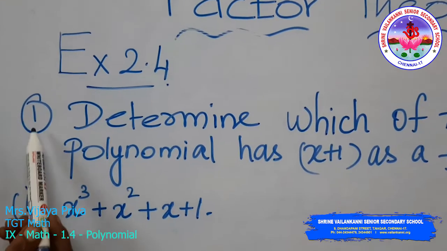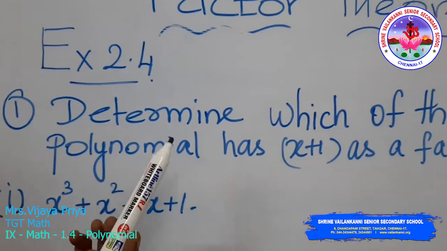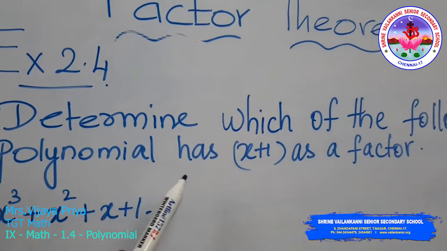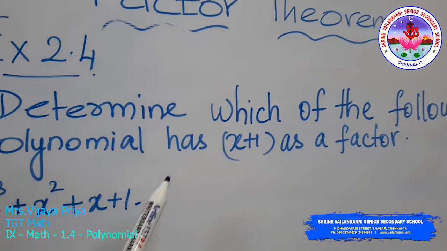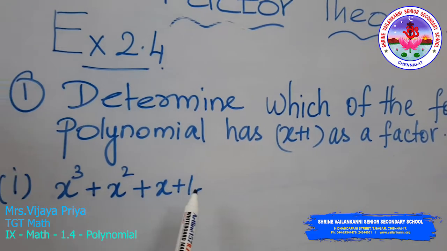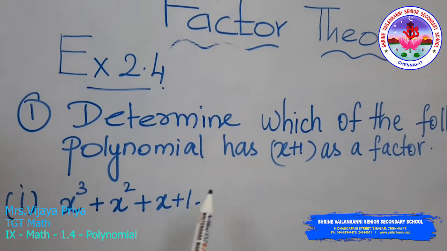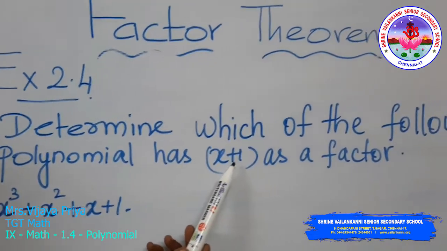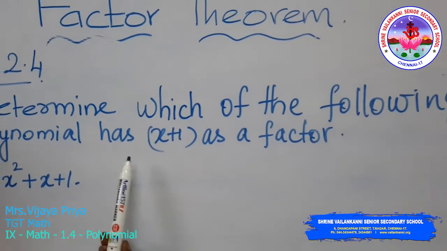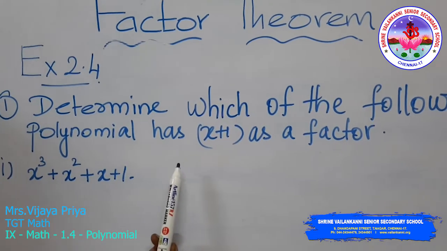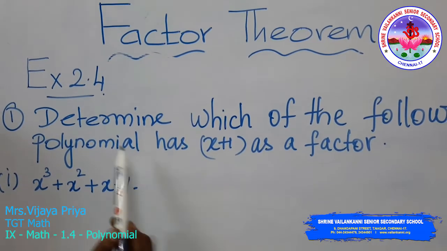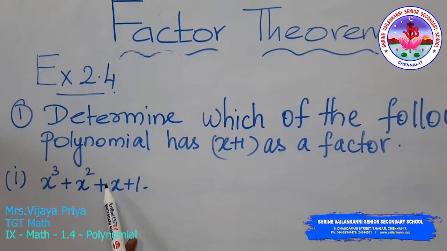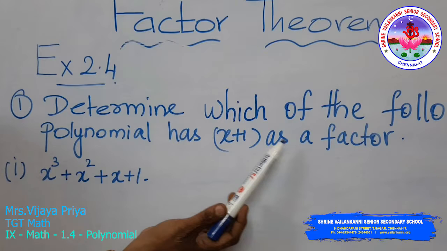Exercise 2.4, the first problem: determine which of the following polynomials has x plus 1 as a factor. Introducing the factor theorem here, it says that if the polynomial x plus 1 divides another polynomial, you will get the remainder as 0. So we are asked to check which of the following polynomials has x plus 1 as a factor.